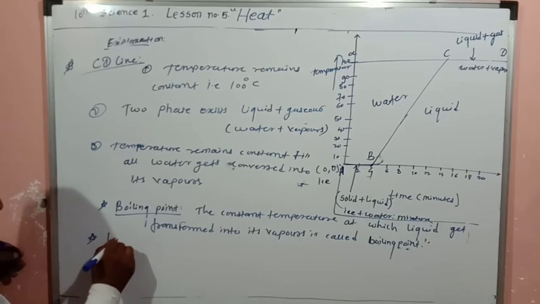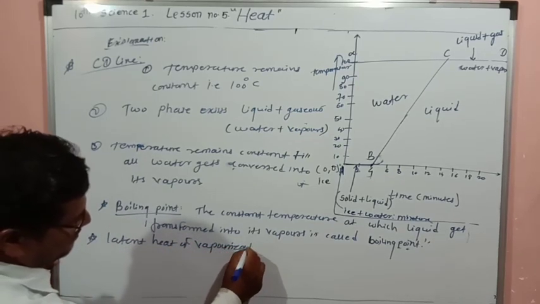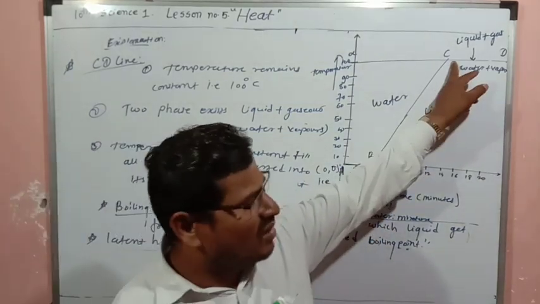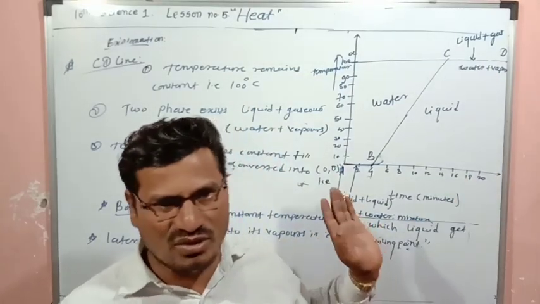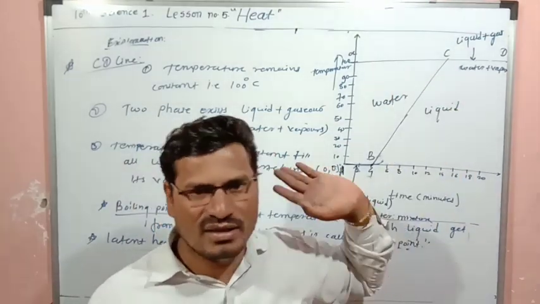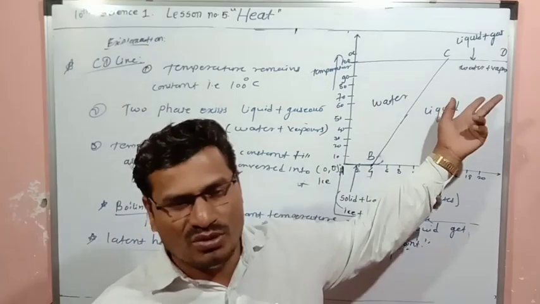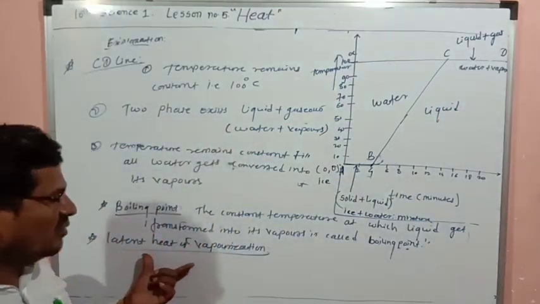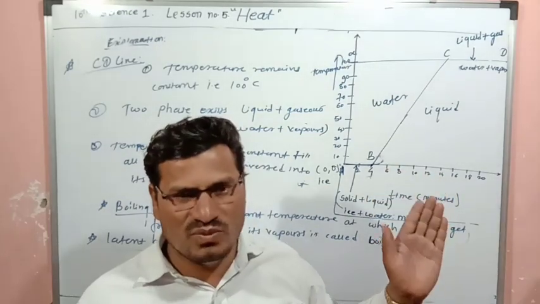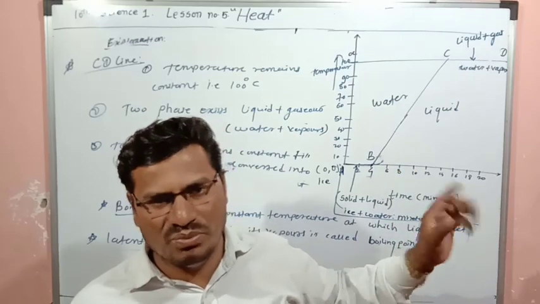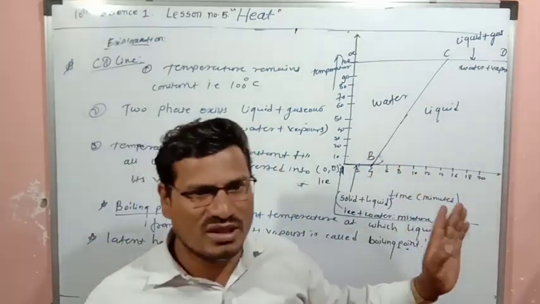Here the next concept is the latent heat of vaporization. Listen, along CD the temperature remains constant at 100 degrees Celsius, but the heating process is continuously going on. At 100 degrees Celsius water is absorbing heat to convert into gaseous state. That heat is utilized to break the intermolecular force between liquid molecules, and it gets converted into vapors. So it is used to weaken or break the bonds.